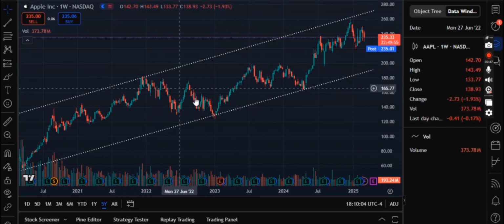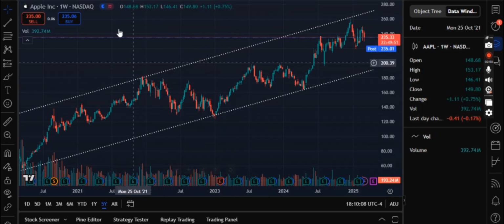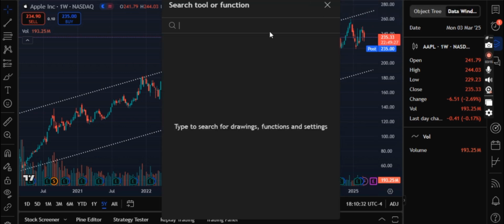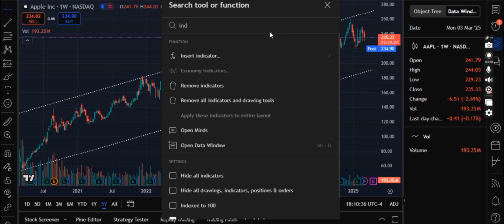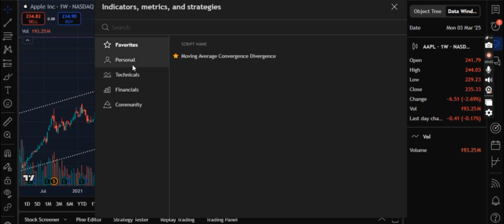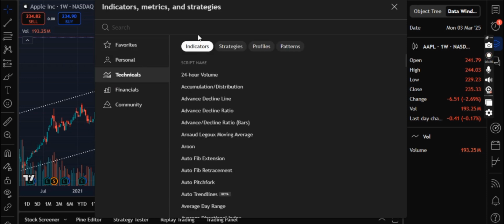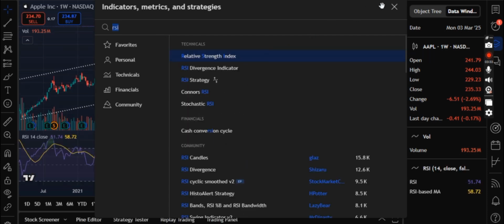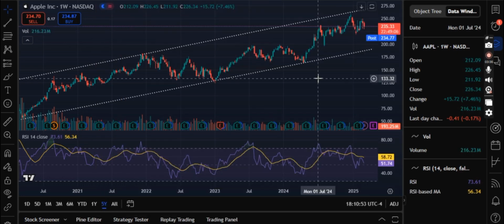And the second indicator I would use, now you have a volume down here, but the second indicator I would enter is the RSI indicator, the relative strength index. Very important indicator, folks.